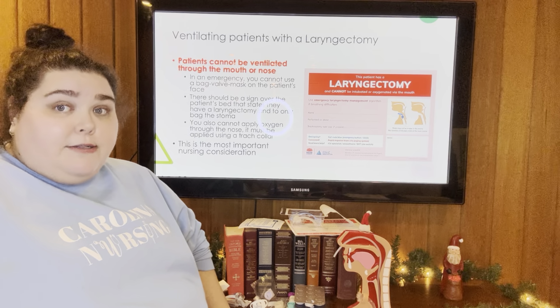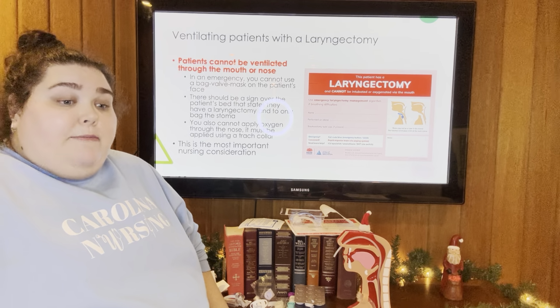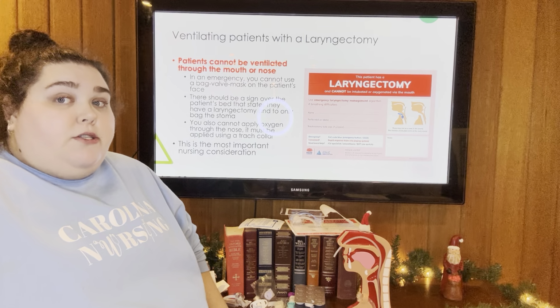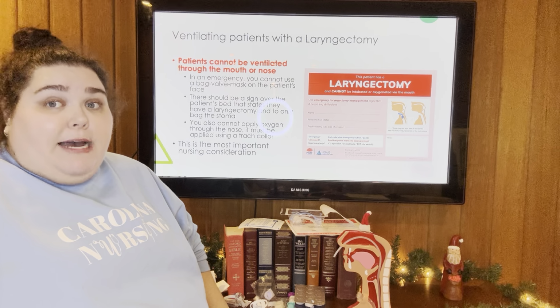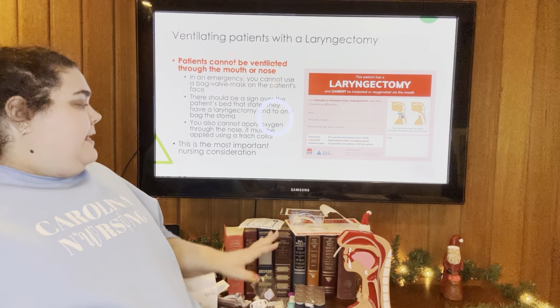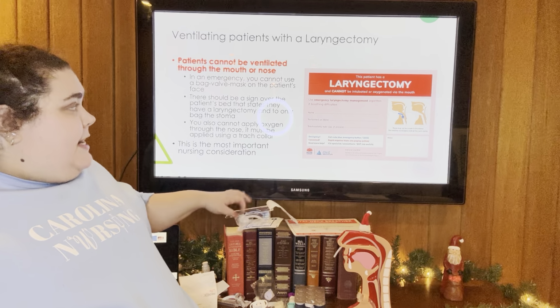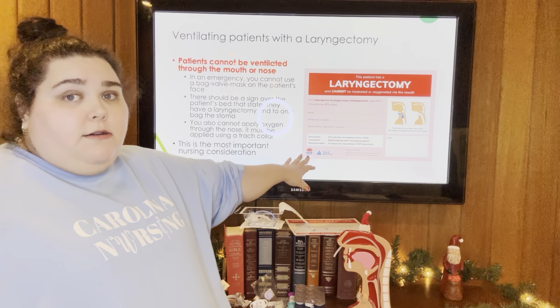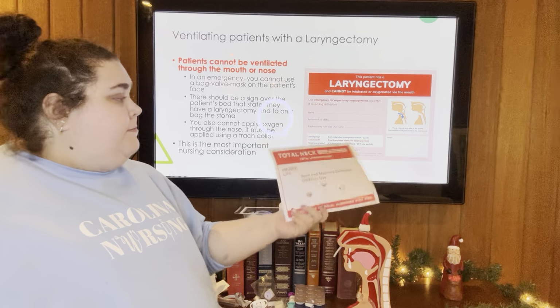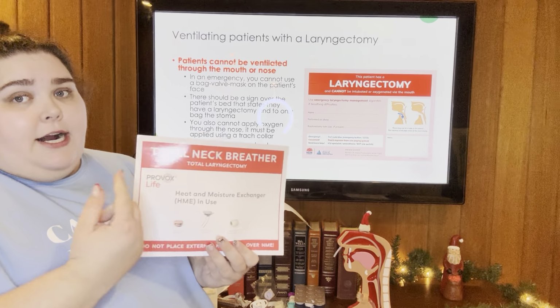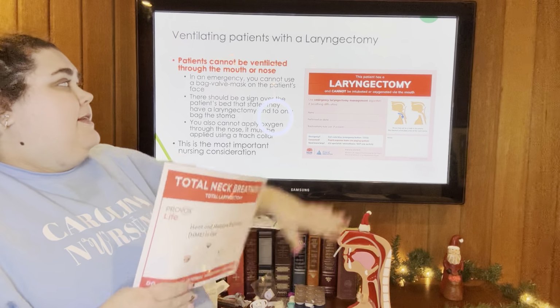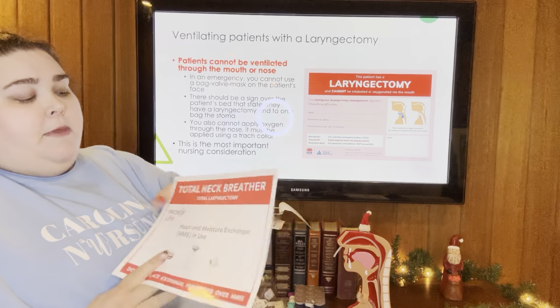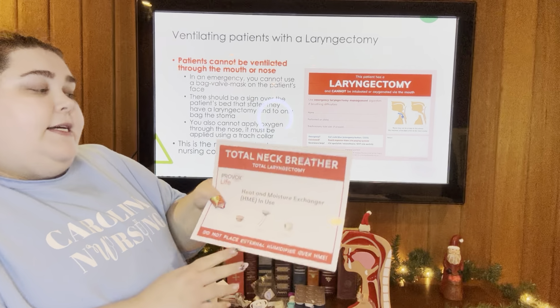If you remember nothing else, remember that you cannot bag laryngectomy patients through the mouth. You have to bag over the stoma. So because of that, you should have at the bedside a sign like this one, or I have one here that says that they are a total neck breather, or this one says this patient has a laryngectomy. Kind of varies depending on your facility.